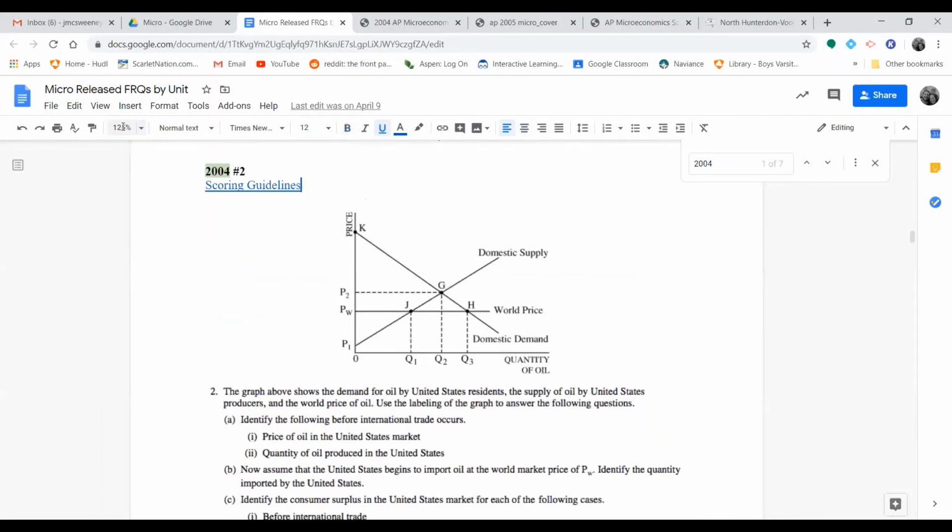All right, so the graph above shows the demand for oil by the United States residents, the supply of oil by the United States producers, and the world price of oil. Use the labeling of the graph to answer the following questions. So again, let's talk about this.